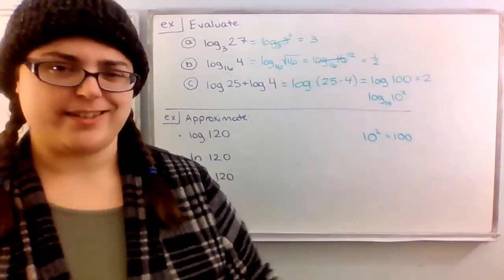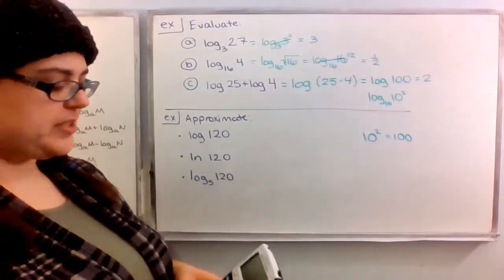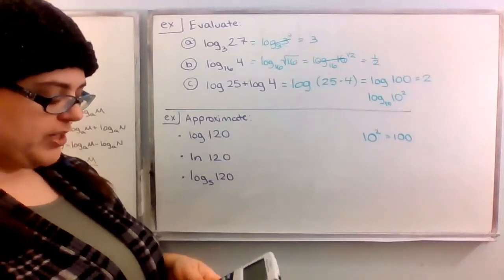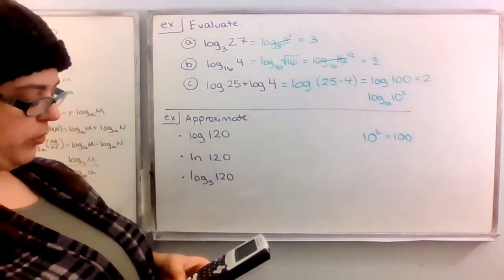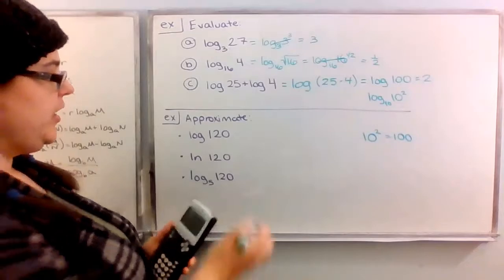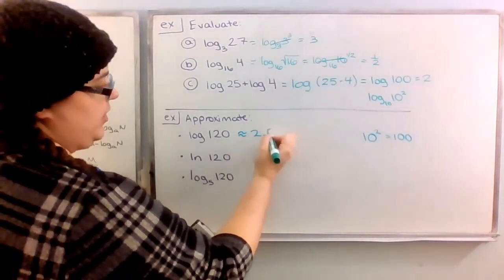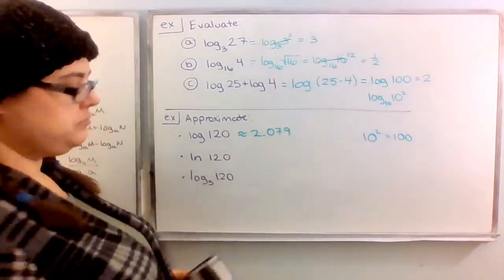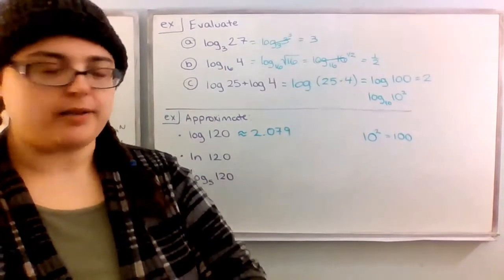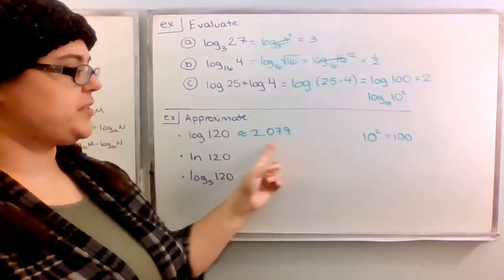So let's approximate these to the nearest thousandth, just so we have a common place to round to. So I'm going to press my common log button and type in 120 and hit equals. And to the nearest thousandth, it's going to give me 2.079. So not too bad. So we have our nice approximation here.